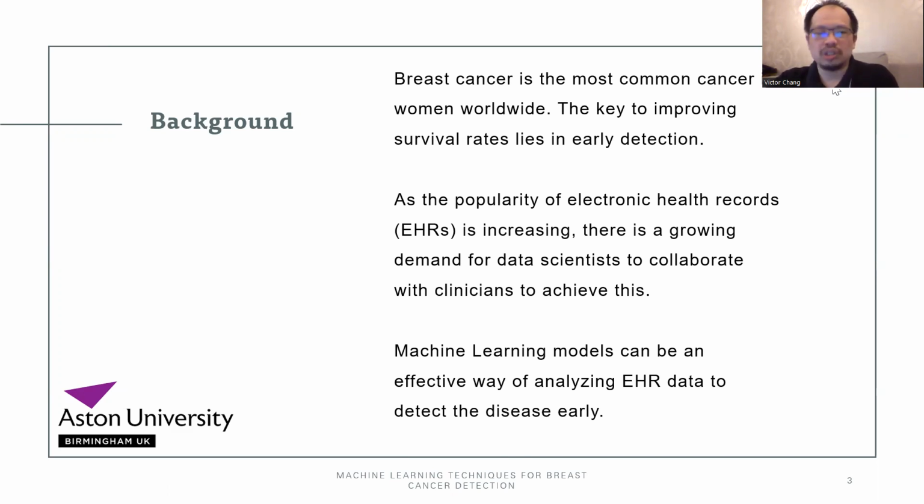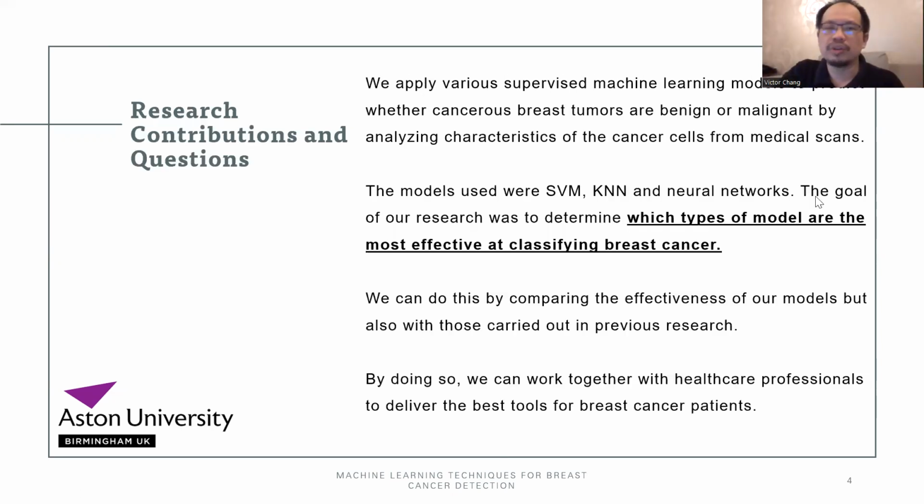it allows scientists to get results with a very high percentage of accuracy. And it's also very fast, efficient, and you can even automate the system. So in order for us to do well, what we should focus on is whether supervised learning models and other machine learning models can be used to predict whether the cancerous breast tumors are benign or malignant, by analyzing the characteristics of the cancer cells from medical scans.